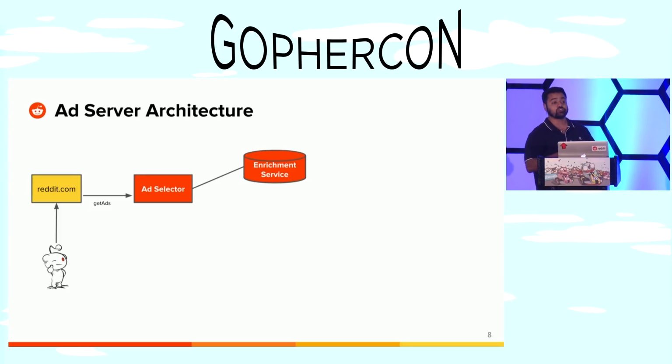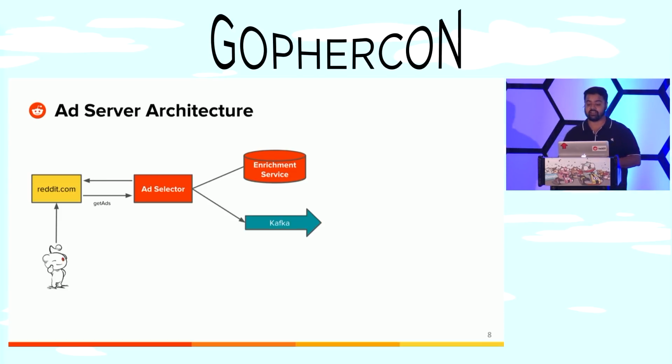Once it has that, it goes through all the ads that are running and finds the best one and returns that back. Additionally, it also logs that out to Kafka. We use Kafka for all our event logging, and we use this data for reporting and billing and other things.